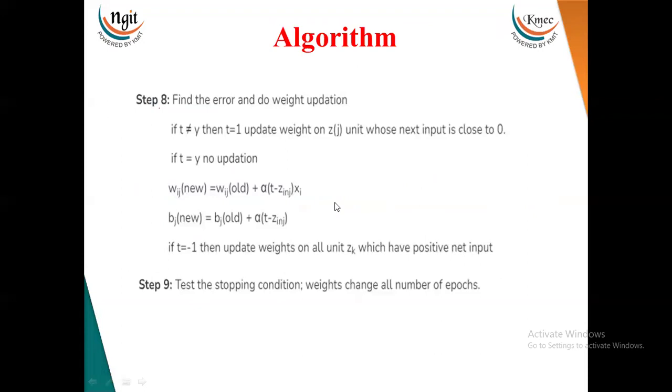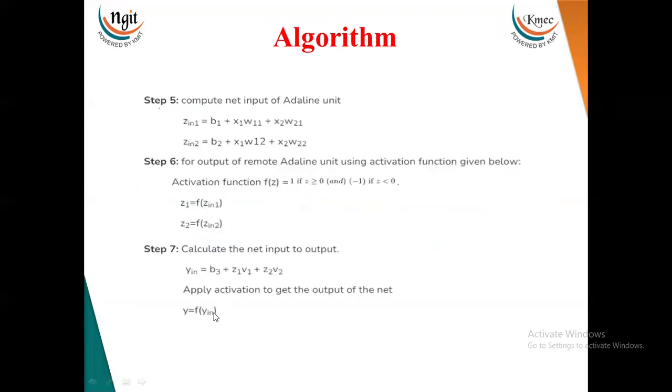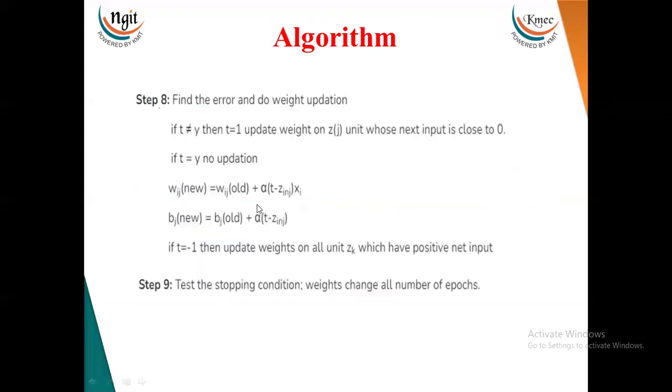If I'm getting the targeted output with this threshold, then no issues. Otherwise, I have to change the weights. If you get the output close to the target according to the threshold, no problem. T is your target and Y is whatever I got; if they are equal, no objection. Otherwise, I have to change with the help of this particular formula, which is the delta rule. This is the weight change and this is the bias change. And if T is -1, then update all units Zk which have positive net input. Then we have to go for the stopping conditions.